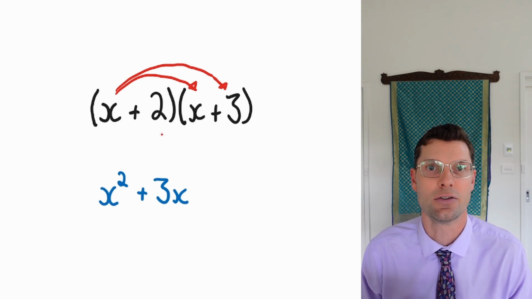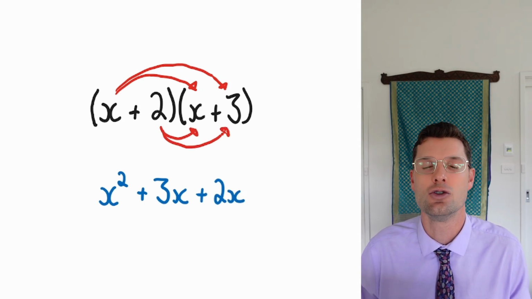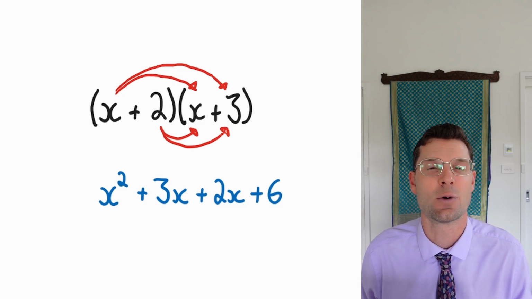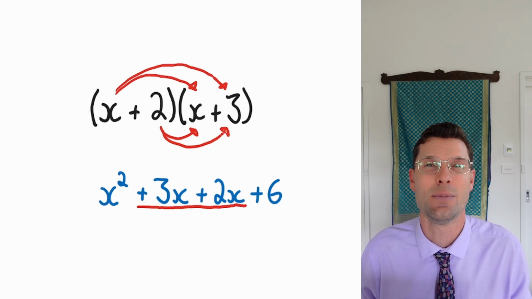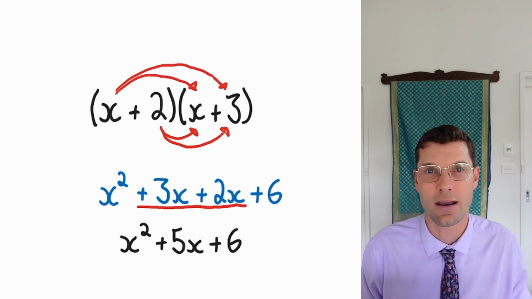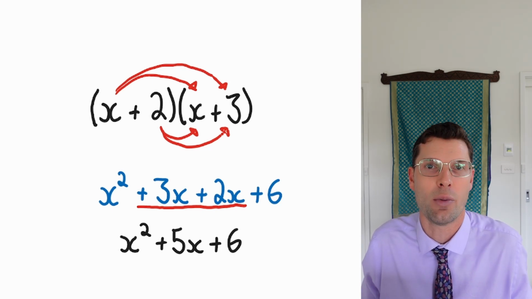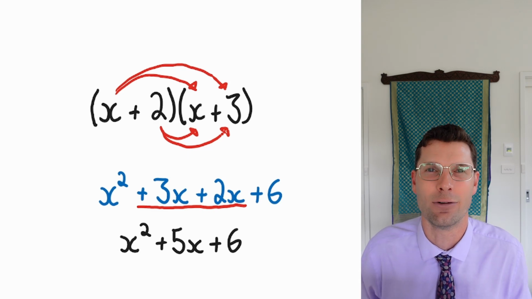Now we're just going to look at the 2. 2 multiplies with the x, which is plus 2x, and then 2 multiplies by the 3, plus 3. The only other thing that's important about these questions is that we have to collect like terms. We've got 2x and 3x in the middle there, so we have to go to x squared plus 5x plus 6. This is fully expanded, there's no more brackets, and everything outside has been multiplied by absolutely everything inside.